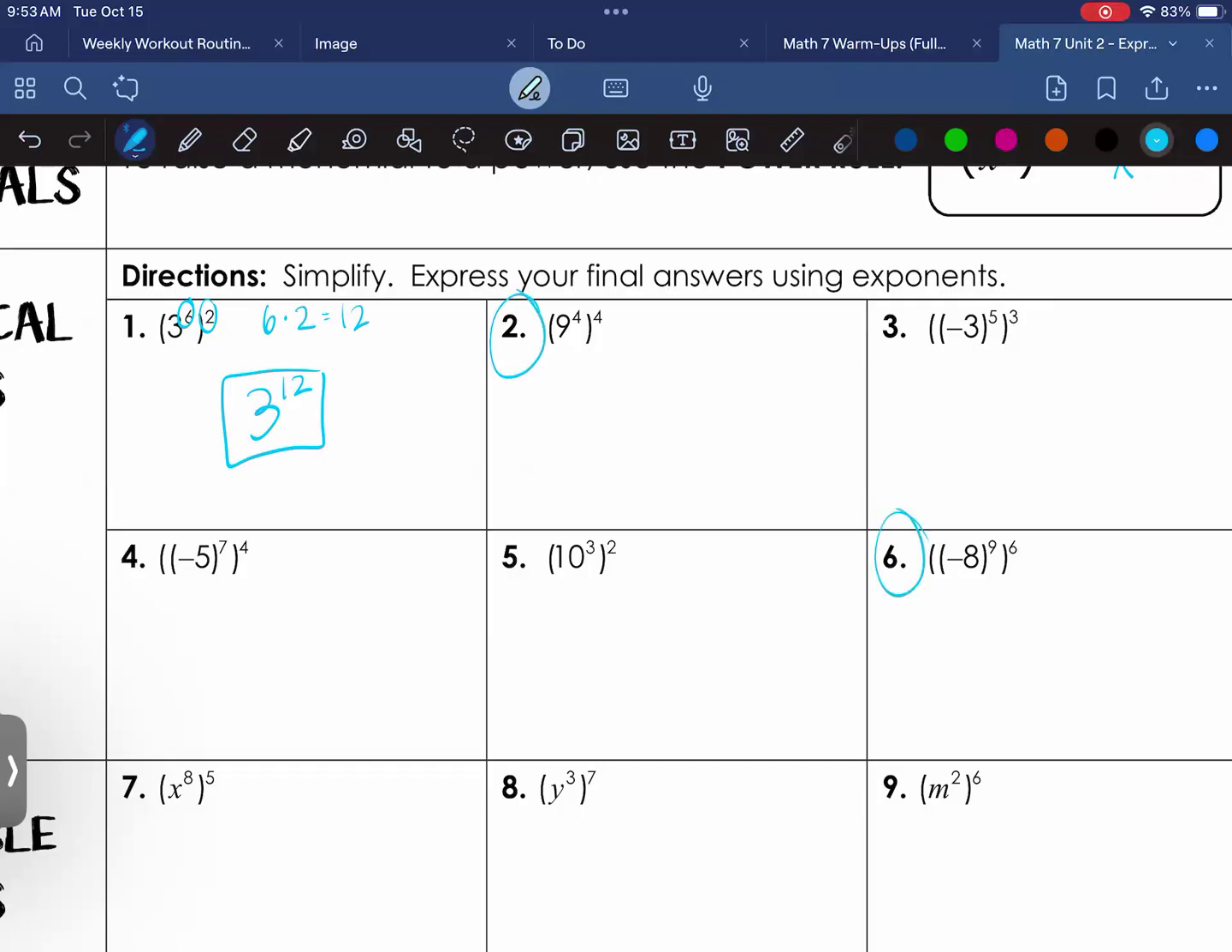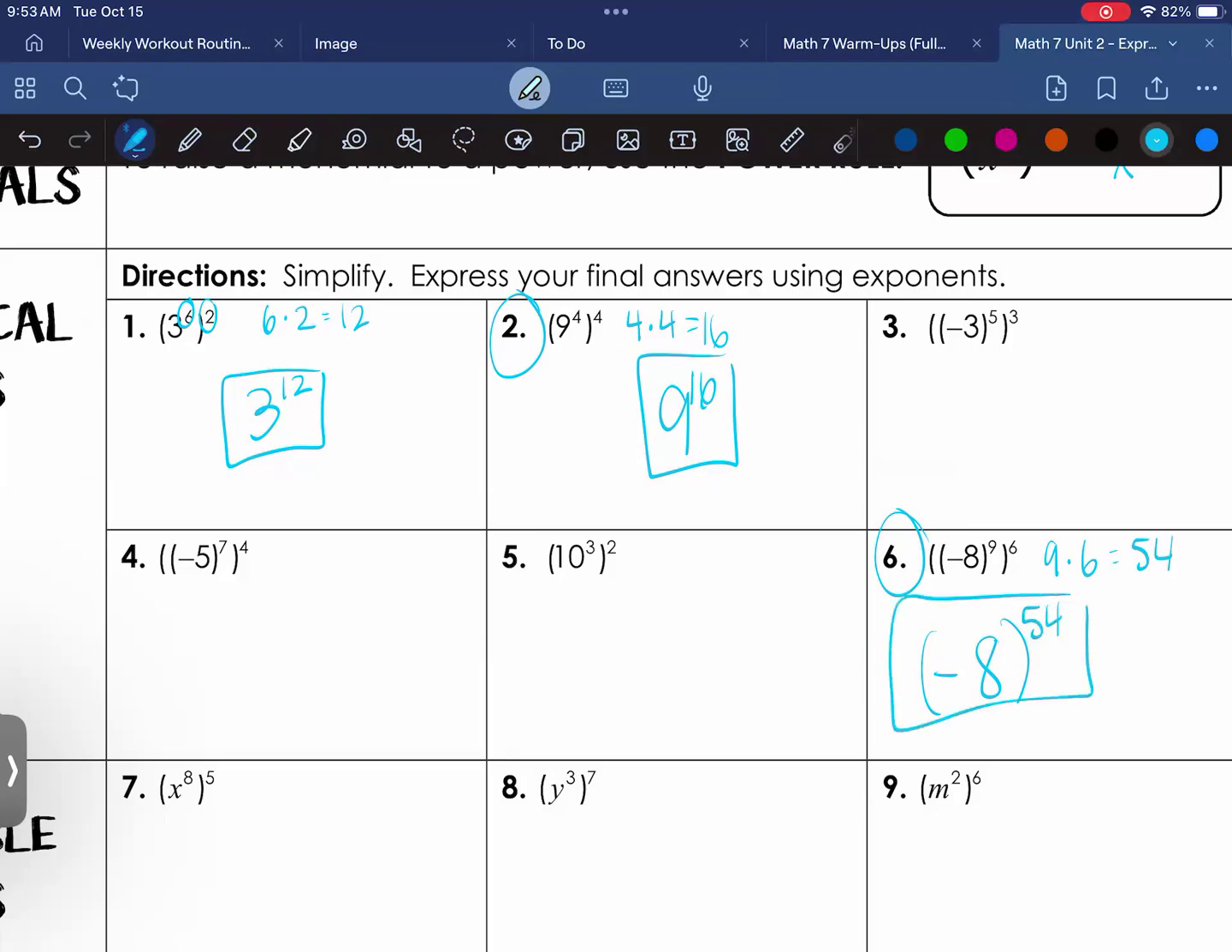Pause the video here. Okay, you should have done 2 and 6 on your own. Number 2, my base of 9 does not change. I will multiply my 2 powers together to get 16, which is my new exponent. Number 6, I have -8. Don't forget to include that in parentheses. Those are very important for negative bases. And then I'm going to multiply my exponents together to get 54, which is my new exponent.